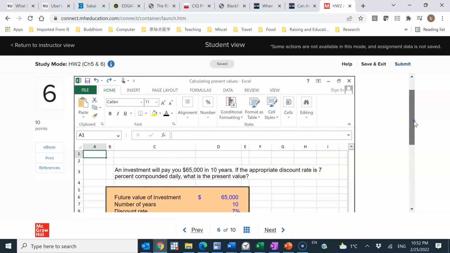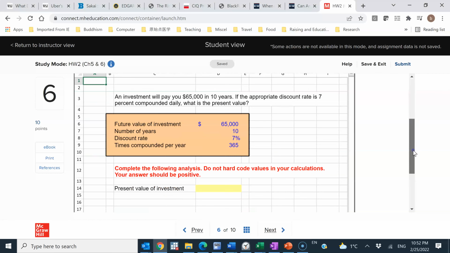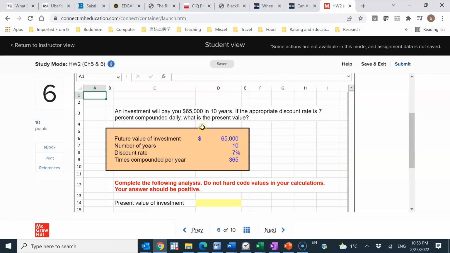I want to talk about this question number 6 on homework 2. An investment will pay you $65,000 in 10 years. If the appropriate discount rate is 7% compounded daily, what is the present value? So notice here the compounding period is daily. So we need to convert every number into the daily numbers, including this discount rate.